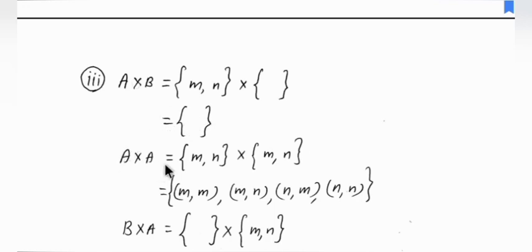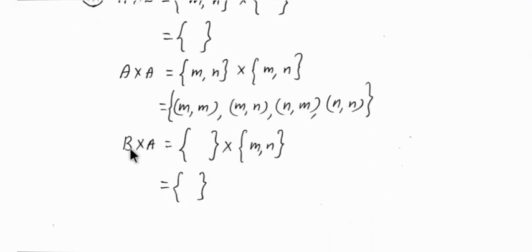Then A cross A. A is the set {M, N}. Then put this cross. Then again substitute the value of A, {M, N}. Then take the cross product. First element, (M, M). Then first one, second one, (M, N). Then second, first one, (N, M). Then second, (N, N).